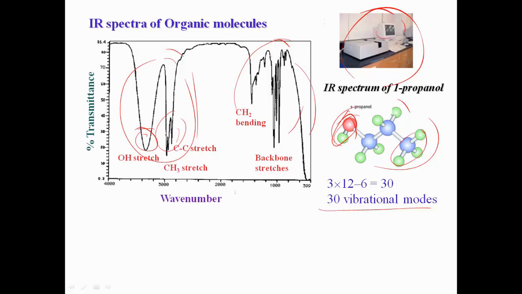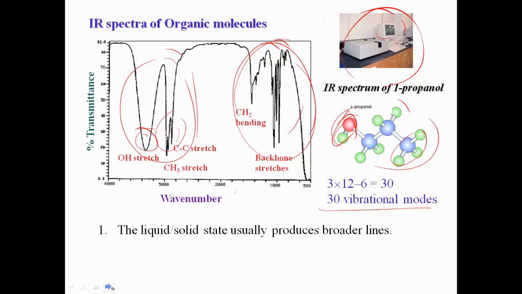It's called the fingerprint region. You get a lot of bands, and it's almost impossible to assign them, but it'll be the same for the molecule. So sometimes, if you have an unknown and you run this infrared spectrum, if you look in this region here, you can sometimes just compare it with, say, a library of spectra. You can identify the molecule fairly easily. Right, so let's move on.